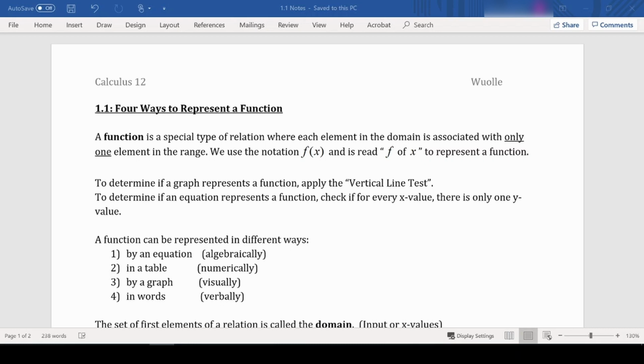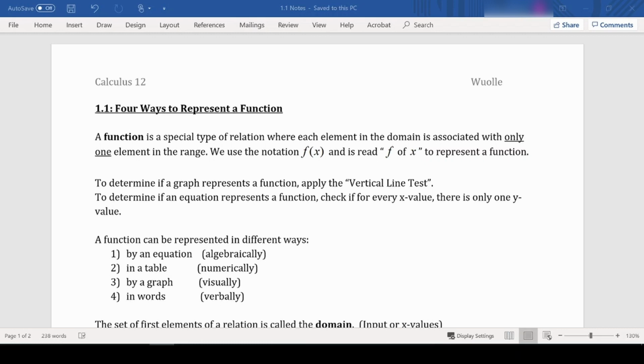To determine if a graph represents a function, we used the vertical line test back in grade 10. This was where if you drew a vertical line anywhere on the graph, it should cross at most one time. So you can't just pick so that it works, it has to be true everywhere. To determine if an equation represents a function, we would check if for every x value or every input, there is only one y value or one output.